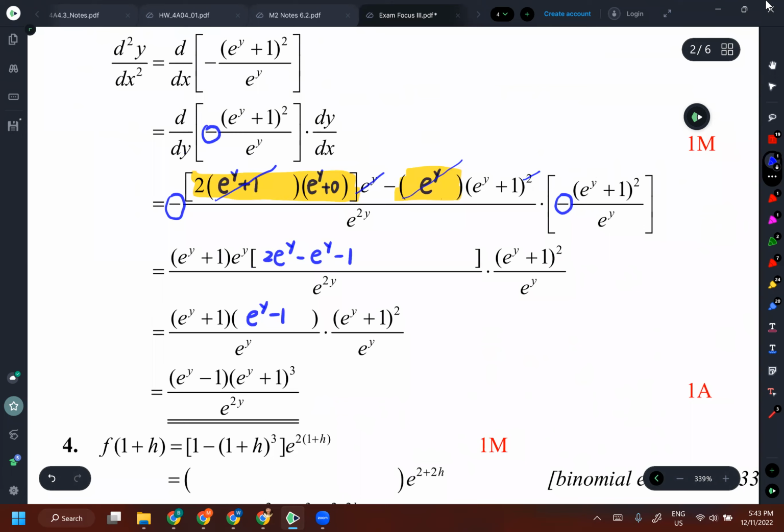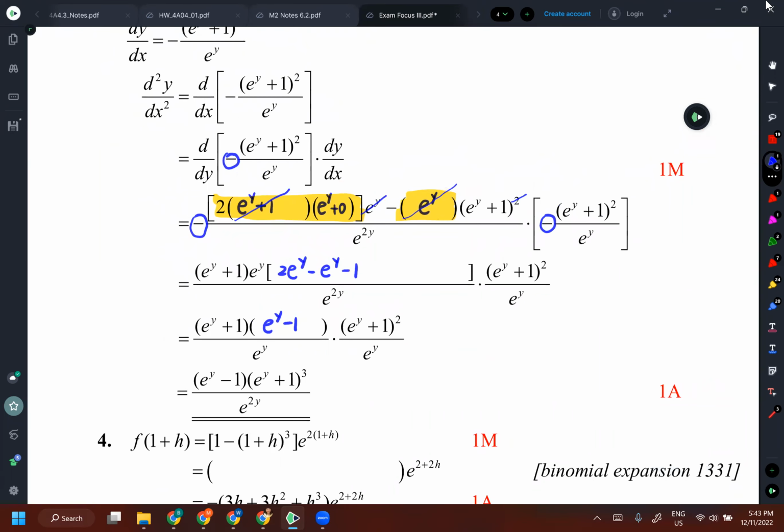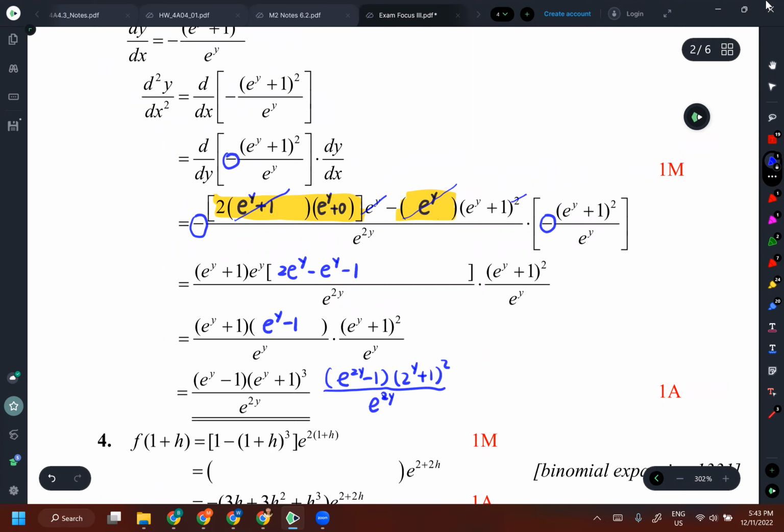In the textbook, the answer is given by e to the power 2y minus 1 times e to the power y plus 1 squared and e to the power 2y. These two are equivalent.